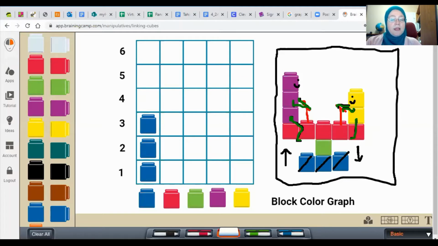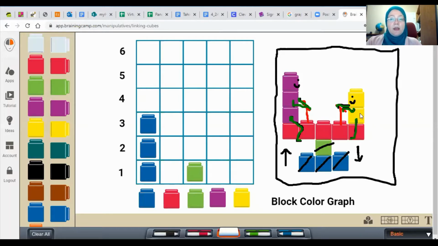Let's go ahead and see how many green I have. 1. Look around. Do I have any more? No, just 1. Let's grab a green block. Should I put it in this one? No, I want to go to the column with the green. There it goes, my 1 green block.